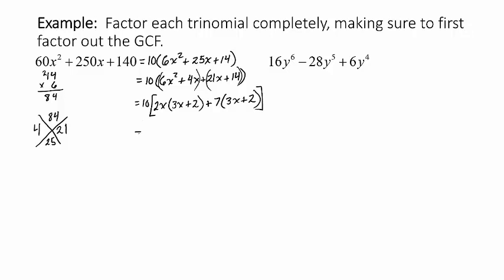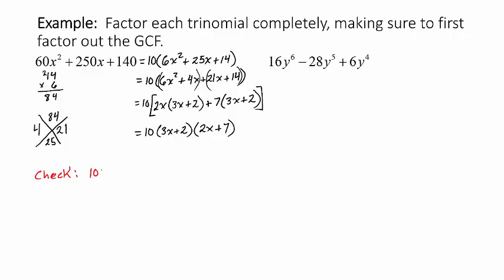Good. All right, now factor out the 3x plus 2. That's the common term to both of those. And then what will be left over? 2x plus 7. Okay, so the fully factored form here is 10 times the quantity 3x plus 2 times the quantity 2x plus 7.